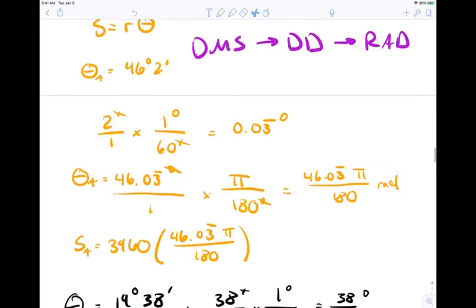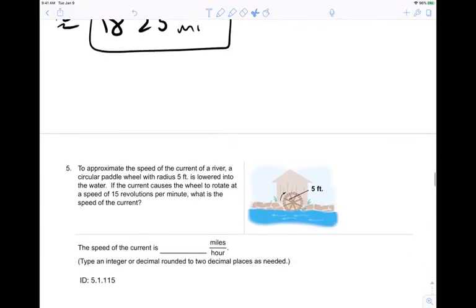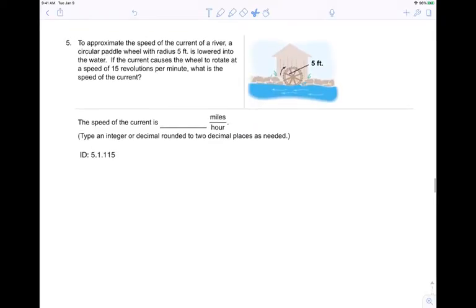And I'll load a copy of this where you can access it. Okay, we're going to go ahead and do this one. To approximate the speed of the current of a river, a circular paddle wheel with radius 5 is lowered into the water. If the current causes the wheel to rotate at a speed of 15 revolutions per minute, what's the speed of the current? Let me think about this one. So this is angular rotation. S equals, is it arc length? Angular velocity?